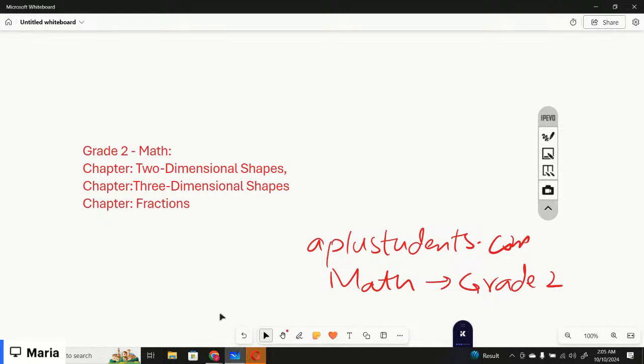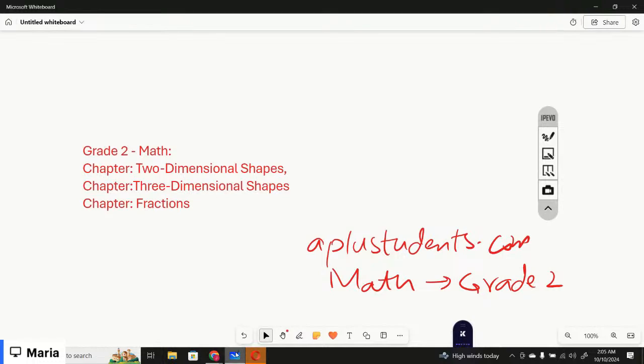Okay. So we are here for grade 2 math. We're going to start with the chapters two-dimensional shapes, three-dimensional shapes, and fractions. But I can't hear myself. Why? Just 1 minute. Let me see why I cannot hear myself. Okay, yes, now I can hear.